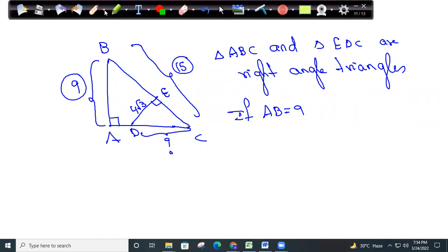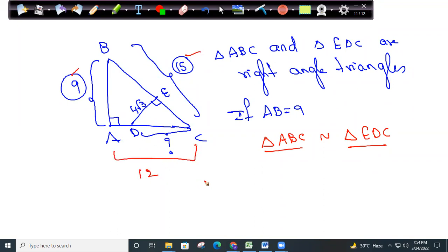Now, clearly I mentioned which two triangles are similar. Triangle ABC is similar to triangle EDC. So this is 9, 15. Immediately you should get in mind this is 12. AC is 12, for example. Now I can say AB by ED is equal to BC by DC.